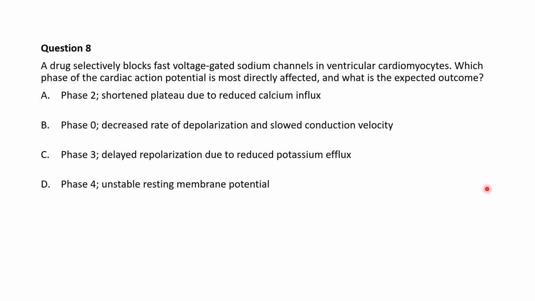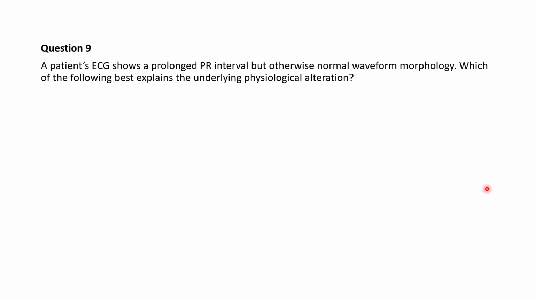So I hope that's clear to everybody. Let's move on to the next question. Okay, so this is about your ECG. A patient's ECG shows a prolonged PR interval, but otherwise everything else is normal. Which of the following best explains the underlying physiological alteration here?